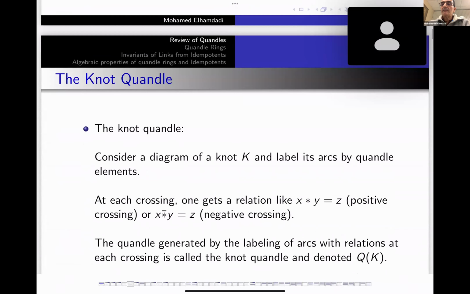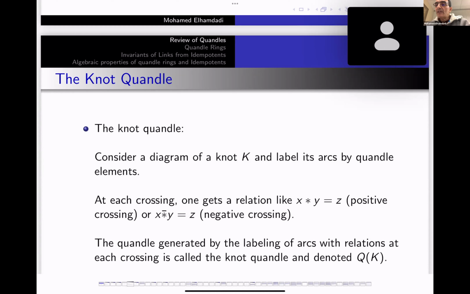Okay. The reason for quandles is basically what's called the knot quandle. If you have a knot diagram, you can write a quandle presentation of it. And what's good about it is that it was proved by David Joyce and Sergei Matveev that one can prove that two knots are equivalent. I'll talk about it in a moment. Let me first say what is the knot quandle, and I'll show an example.